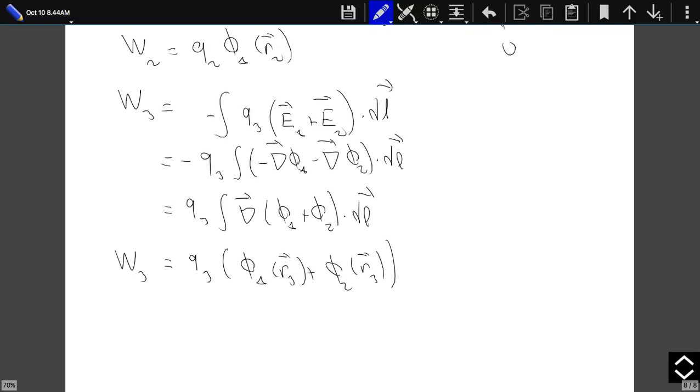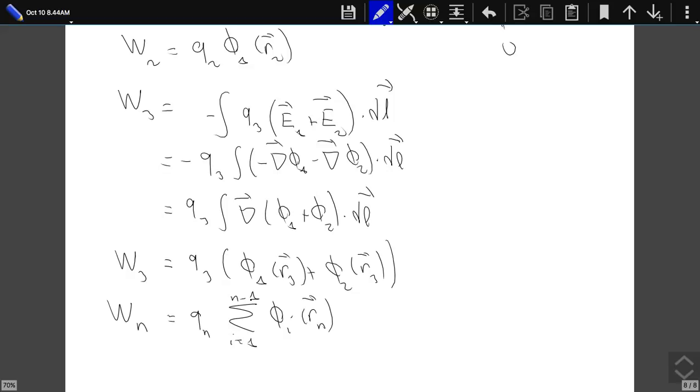And in fact, we can just continue like this. If we bring the nth charge, it will be just Qn multiplied by phi i at Rn, where these phi i's are the potentials created by the previous charges at that point, i equal to 1 to n minus 1.